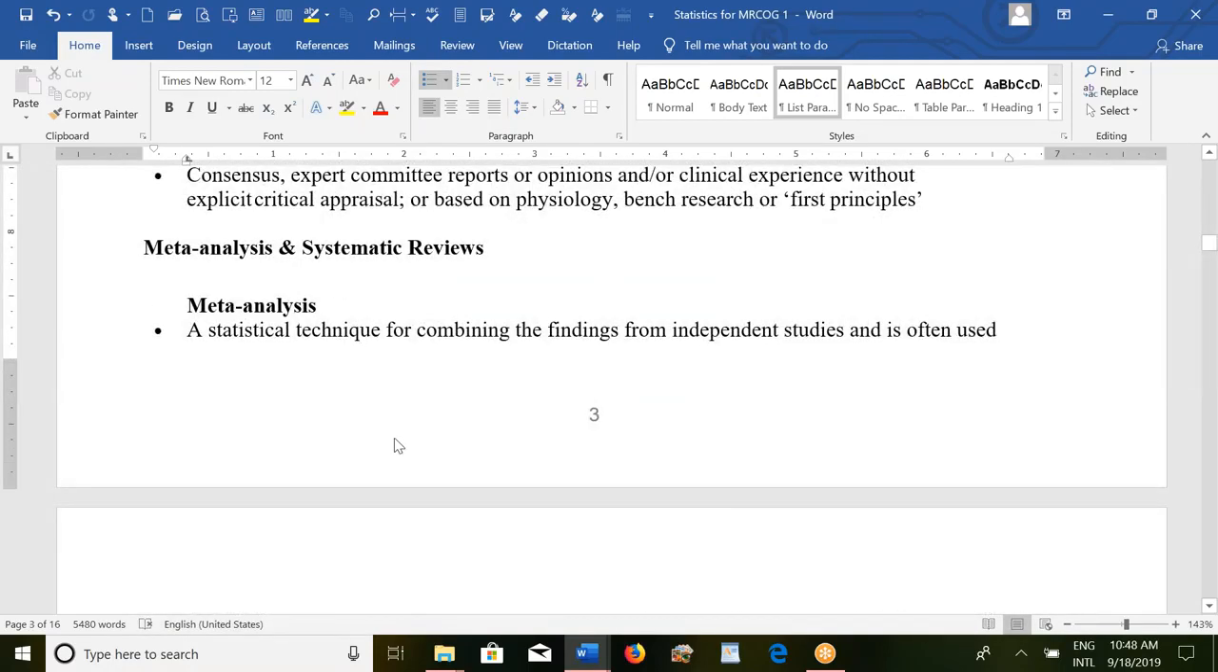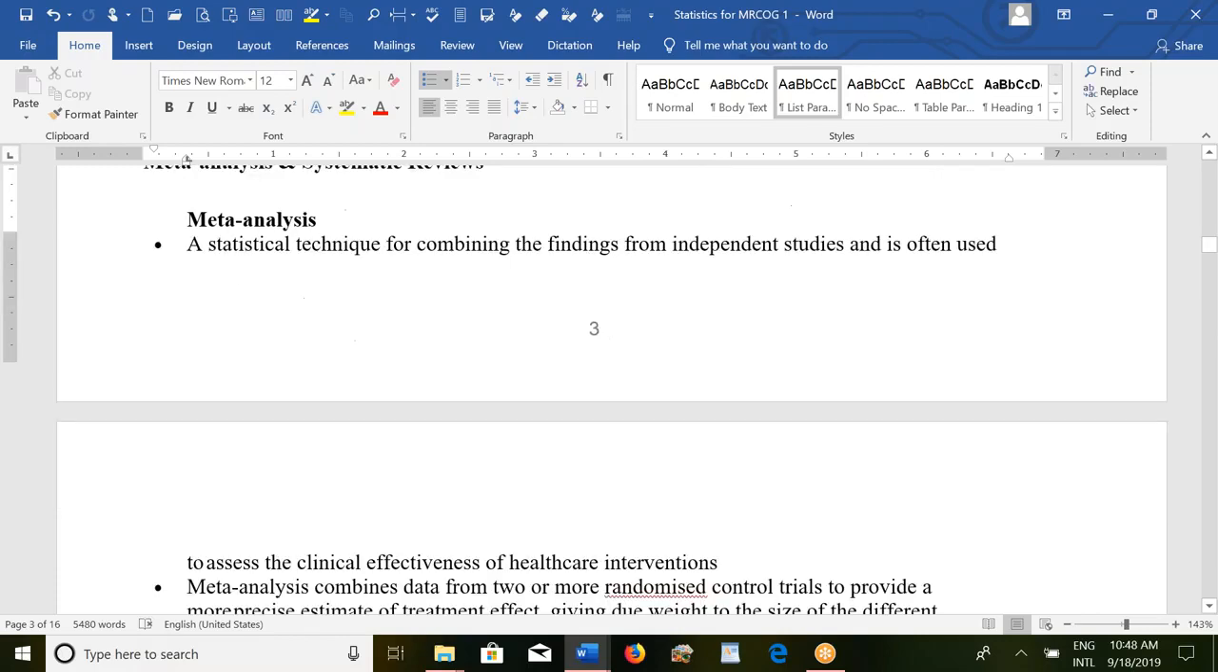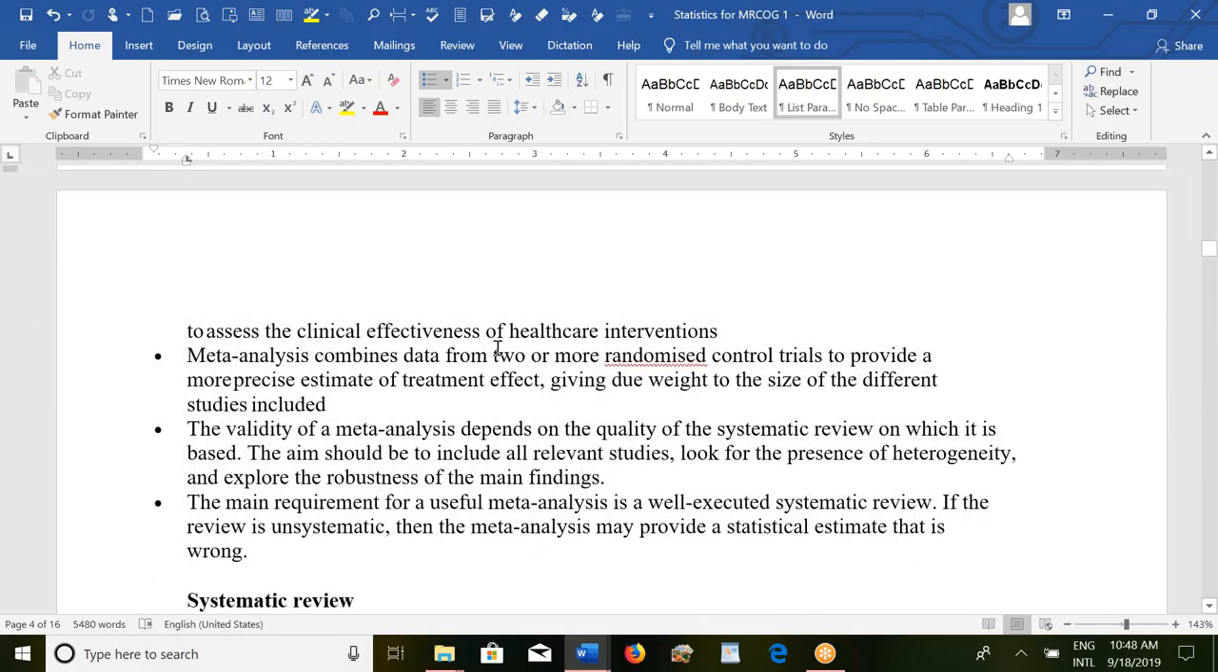We can also say that this is a statistical technique for combining the findings from independent studies, and it is often used to assess the clinical effectiveness of healthcare interventions. We will say that RCTs have shown that we should give antenatal corticosteroids at 26 weeks of gestation to get better results, better chances of survival. So we will say this is a meta-analysis. Why? Because most of the studies have favored this one.